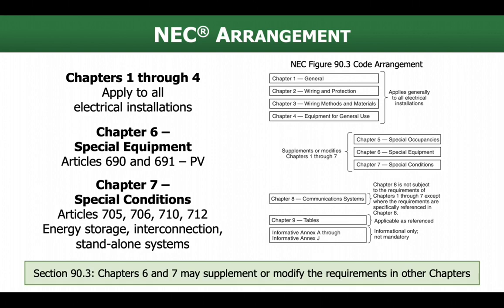It's important to understand, and this is stated in section 90.3 of the NEC near the front of the book, that chapters 6 and 7 may supplement or modify the requirements in other chapters. Right, so I think it's pretty easy to understand what's happening here. Chapters 1 through 4, general stuff, apply to all electrical installations. Well, once we get special equipment involved in chapter 6, or special conditions and how this equipment is installed in chapter 7, yeah, we're going to have rules in there that are going to differ. They're going to have additional requirements or some allowances that differ from chapters 1 through 4.